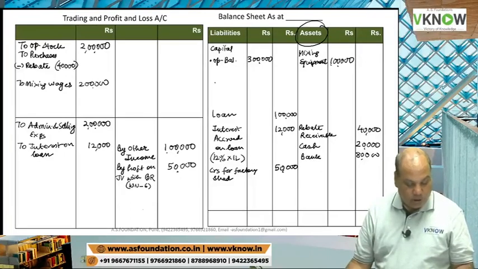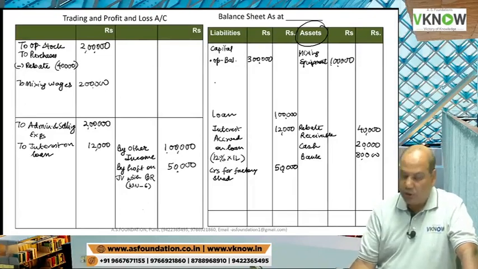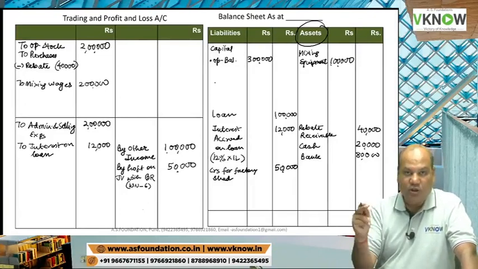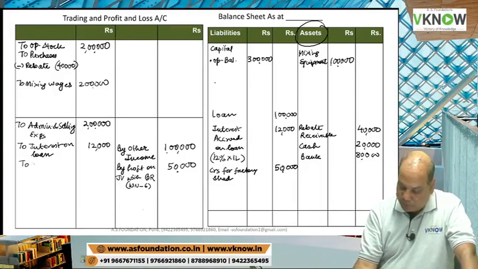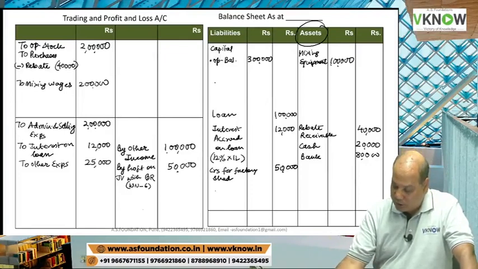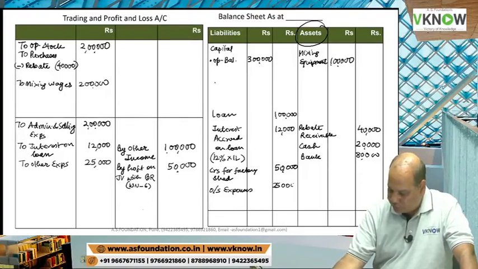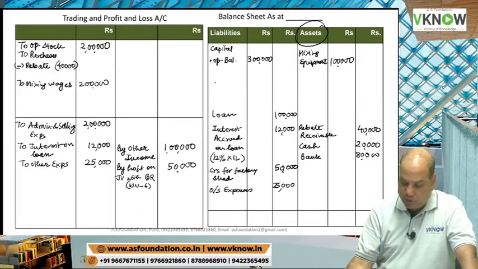Point number next, other expense outstanding is 25,000. The entry will be expense account debit to outstanding expense. Expense we will write in P&L account, to other expenses. P&L account debit side 25,000, and in balance sheet liability side outstanding expenses 25,000.